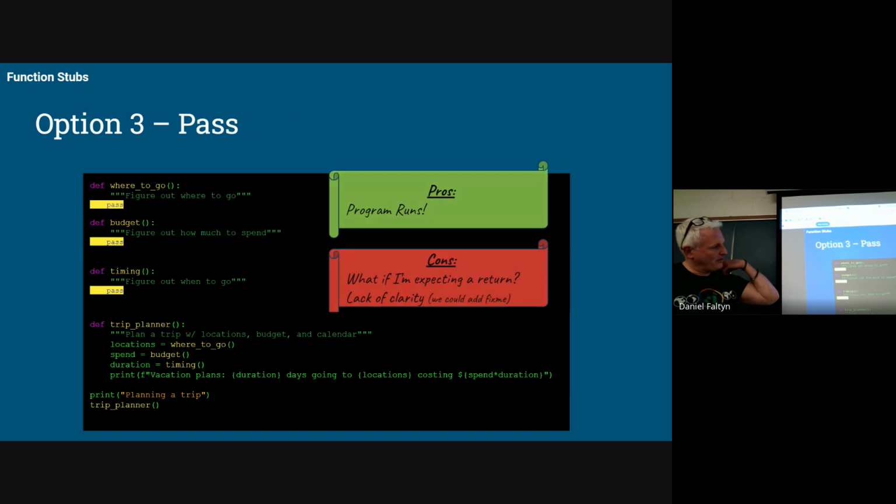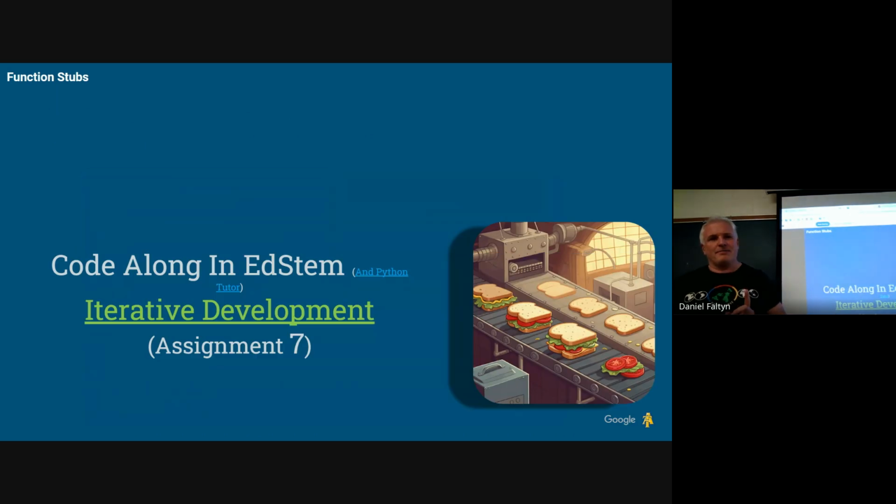So when I run my code, yeah, it runs, but what am I going to get back for location? Probably None. What am I going to get back for spend? Probably None. A lot of times you want your functions to return stuff. You're not returning anything here. So none of these are bad ideas, by the way. They're just options for you to consider when you're writing your programs iteratively.